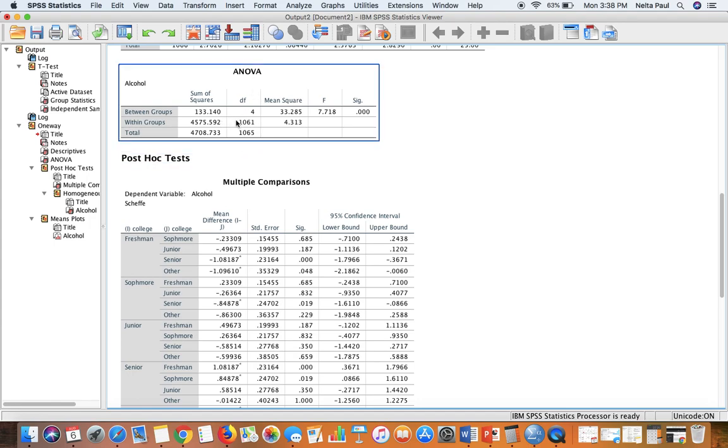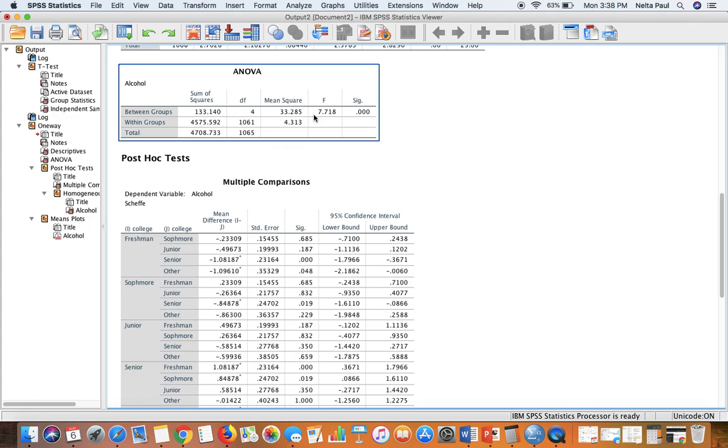Now, within groups, degrees of freedom, that's n total minus k. So that would be 1,066 minus 5 gives me 1,061. You add these up, you get 1,065. All right, now to get mean squares, all we do is take this number divided by this number gives you this. Same thing, this number divided by this number gives you this. Now SPSS does this all for you, but just to show you. And then if you divide mean squares between groups by mean squares within groups, you get the F value. But now, the total general model, I got a 7.718 for the ANOVA.